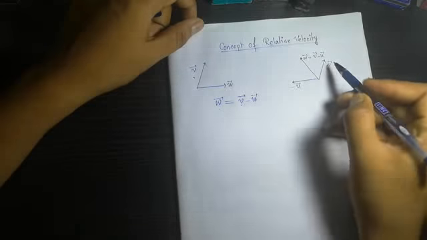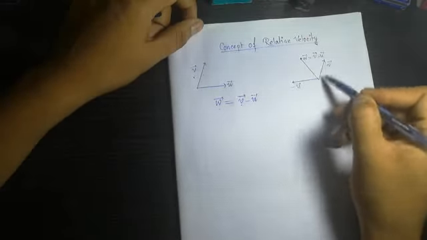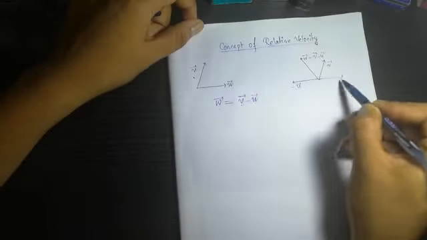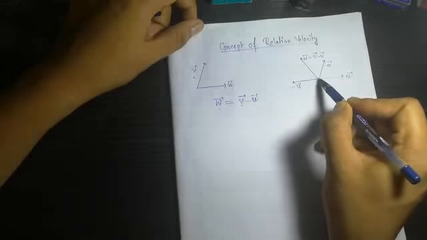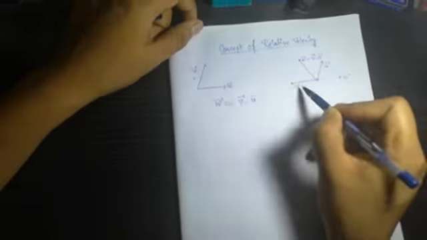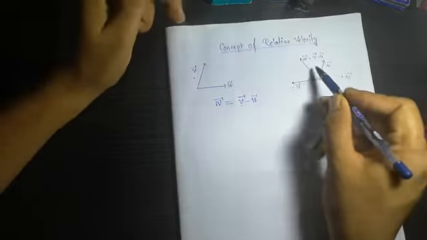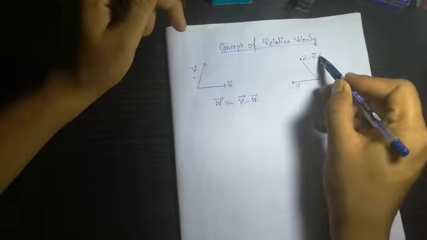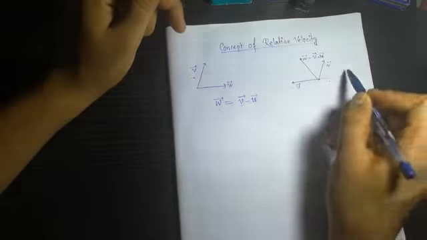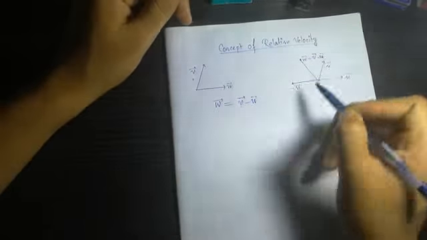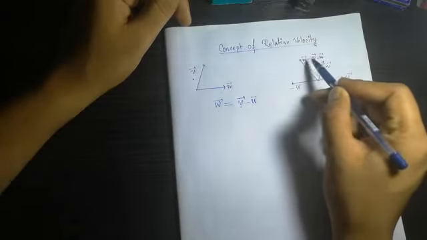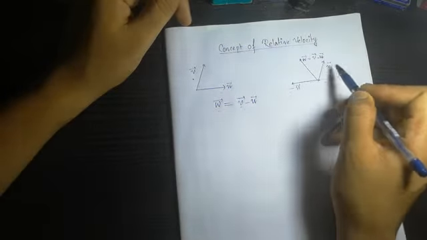If you are asked to calculate the velocity of this particle which is moving with v with respect to this particle, you just take the vector u in the negative direction, that is minus u, because we want to calculate the velocity of v with respect to u. So we need a minus sign, that is, take v and take u as minus u. So by the vector law, the resultant vector w is v minus u.